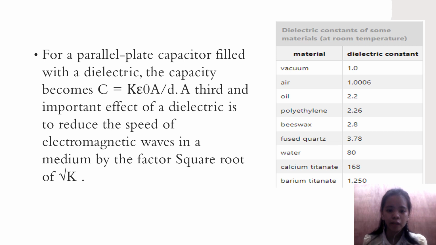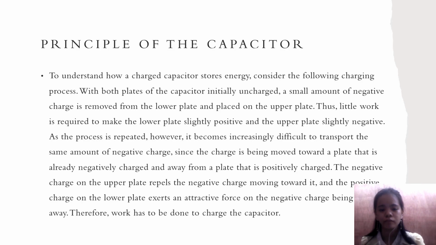For a parallel plate capacitor filled with a dielectric, the capacity becomes C is equal to K A over D. A third and important effect of a dielectric is to reduce the speed of electromagnetic waves in a medium.